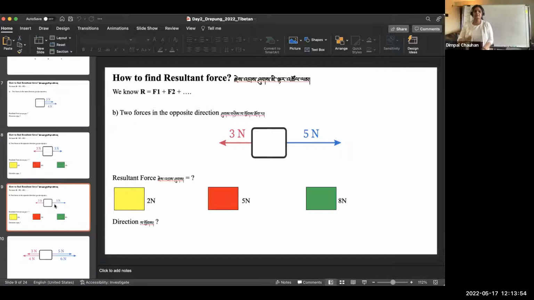Yes, the answer is yes. 2 newtons. What is the direction? Right. Right side. The direction is always on the side where the force is greater.